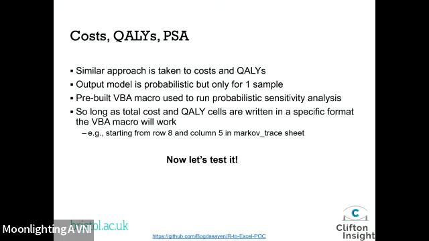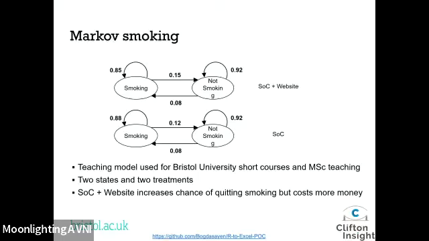So let's test it. And don't laugh at the simplicity of this example. This is a two-state, two-intervention Markov model. The approach is fully general. We are testing it on others, but for now, we're just showing you this case. And in this case, it's very simple. There's a standard care with a website. It helps people quit smoking. It's just a bit more expensive.